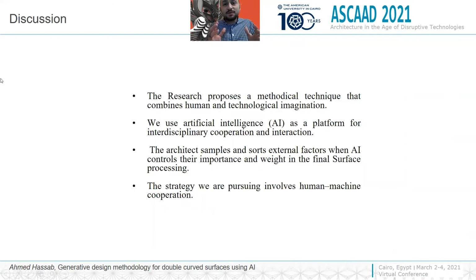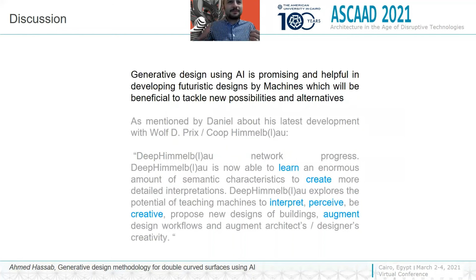The research proposes a methodological technique that combines human and technological imagination. We use artificial intelligence as a platform for interdisciplinary cooperation and interaction. The architect samples and sorts external factors where AI controls their importance and weight in the final surface processing. The strategy we are pursuing involves human-machine cooperation.